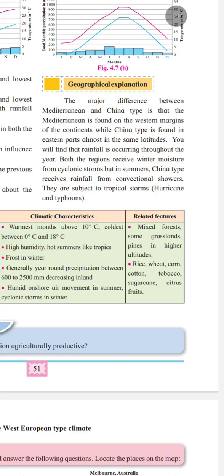Another important difference is rainfall. In the Mediterranean climate, rainfall is mainly concentrated in winter, but in the China type climate, rainfall occurs throughout the year. Both regions receive some winter moisture from cyclonic storms, but during summer, China type climate receives rainfall mainly through convectional showers. This region can also experience tropical storms.